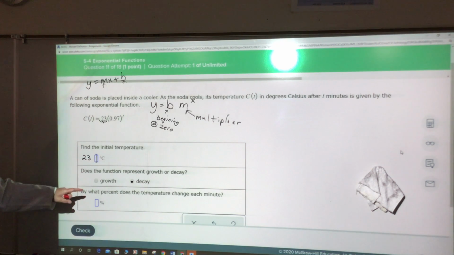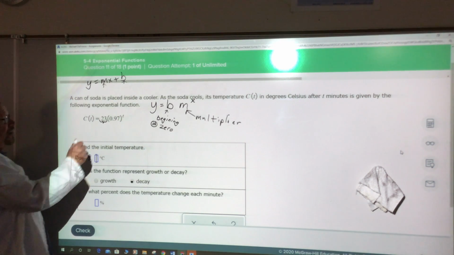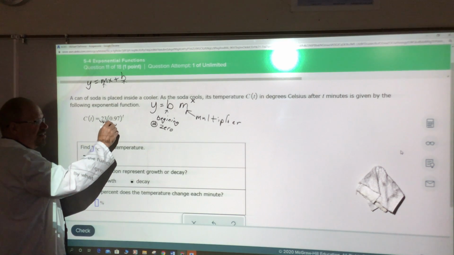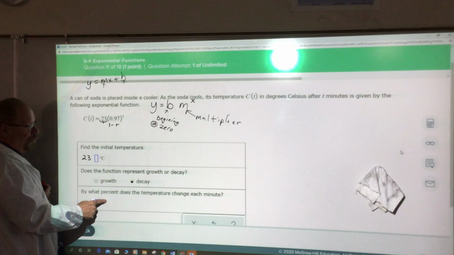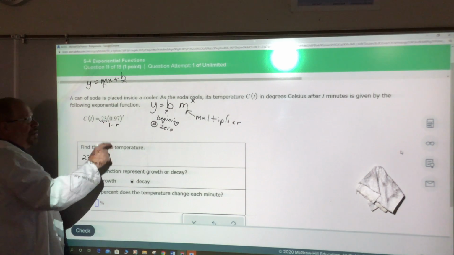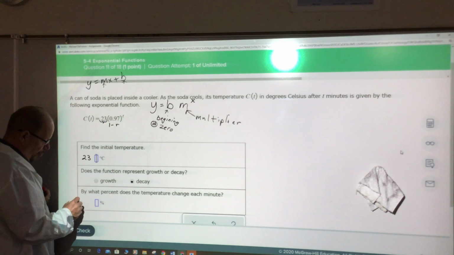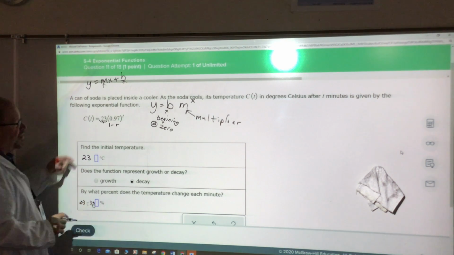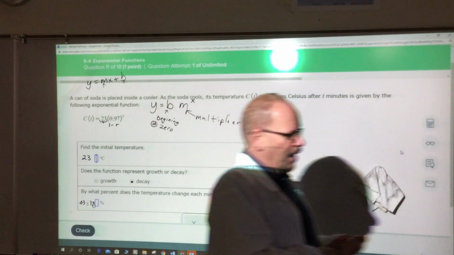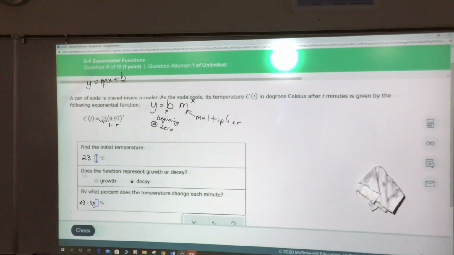Okay? And by what percentage does it change each minute? Don't be fooled, it's not 97%. It's 1 minus whatever that rate that we're looking for is. And that's what equals this. 1 minus what equals 0.97. And so we find 0.03, which is 3%. So it decays by 3% each time. I hope you're following that. It's really not that hard. It's quite fun once you do it and you understand. Okay?